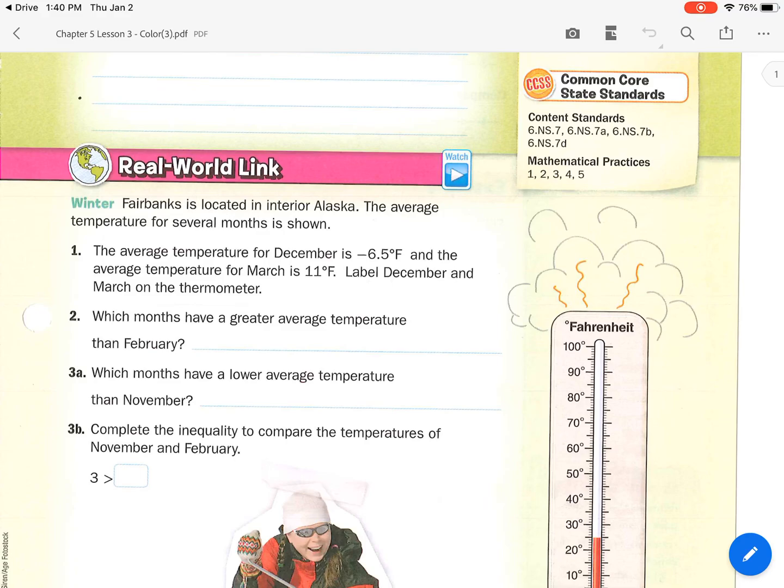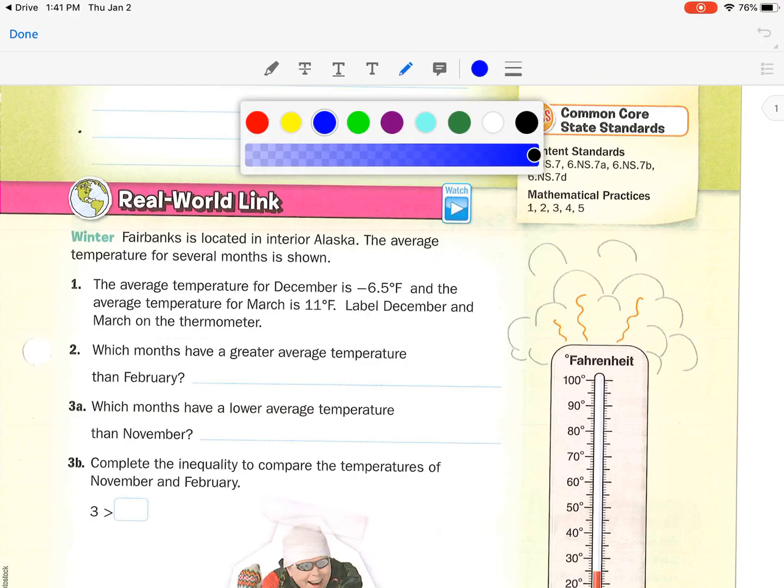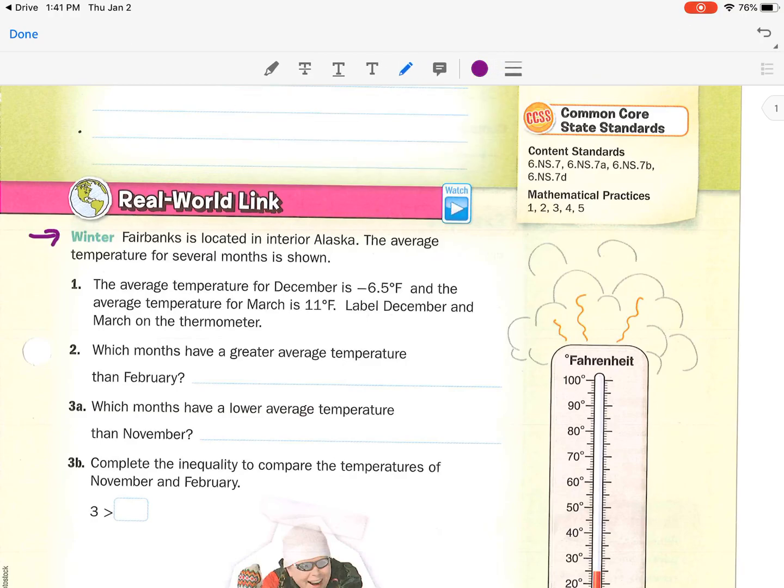An integer, just for a refresher, is a positive or a negative whole number and zero. So it cannot be a decimal, it cannot be a fraction, it has to be a whole number, and it's either positive or negative. So let's take a look at this question right here. It says, in Fairbanks, which is located in interior Alaska, the average temperature for several months is shown.